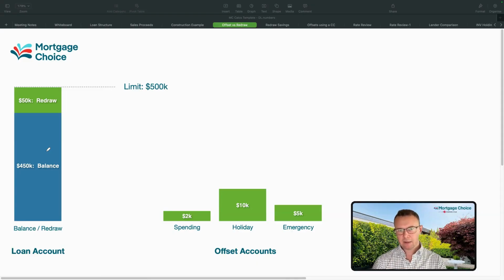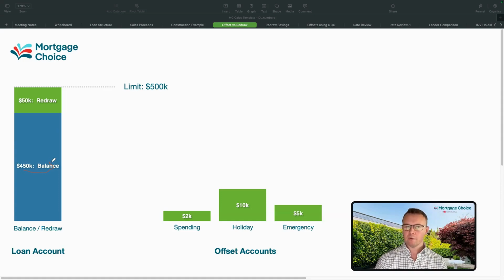Offset accounts are similar, but a little bit more flexible. They are transaction accounts. You could have money in your spending account, a holiday fund, emergency savings. They are just transaction accounts, which are tied to the loan account. Same provider, same lender. And essentially reduce this balance further.